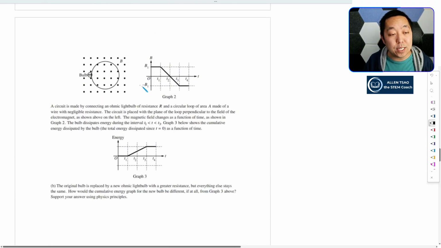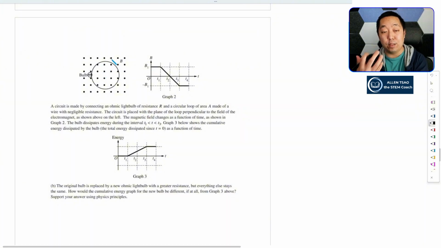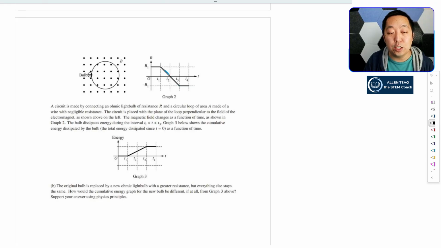So what's happening here is the flux. We have a certain amount of flux coming out of the page, and it's going to be changing now. So initially what's going to happen is the flux is going to decrease, because you're going to decrease the magnetic field, so you're going to have less flux in here. So the induced magnetic field is going to be this way. This will be our induced magnetic field. Why? Because we are reducing the amount of flux coming out of the page, so this is going to be induced by whatever current is flowing.